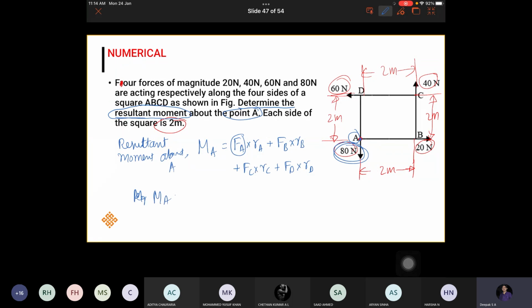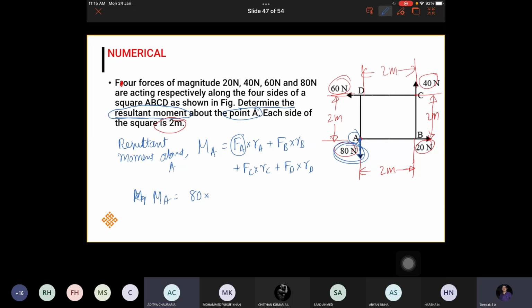So MA is equal to force at point A, 80, into what is the perpendicular distance of the force FA about the point A? Zero. Correct, very good, because there is no distance between this force and the point A. No, sir, there is no distance. Again, only two persons are answering the question. Others, are you understanding or not? Am I going fast?